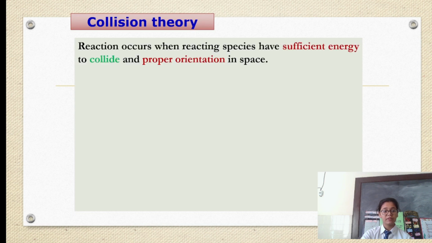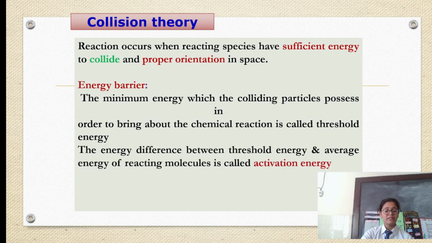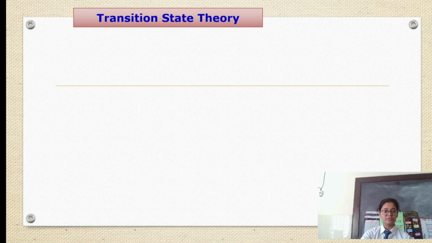Collision theory. Reaction occurs when the reacting species have sufficient energy to collide in proper orientation in space. Energy barrier. The minimum energy which the colliding particles must possess in order to bring about the chemical reaction is called threshold energy. The energy difference between threshold energy and average energy of reacting molecules is called activation energy. Orientation barrier. Colliding molecules should be in the proper orientation at the time of the collision.